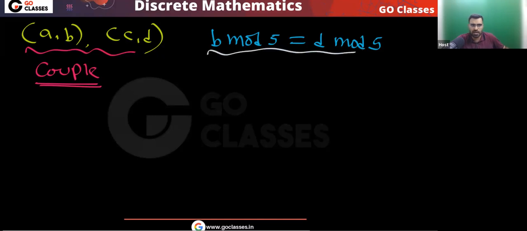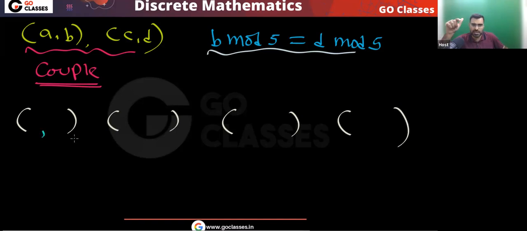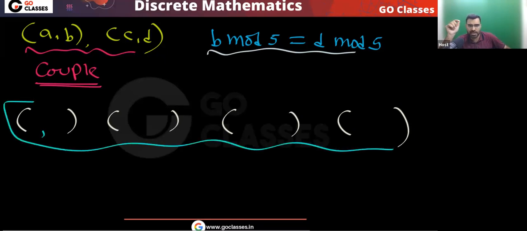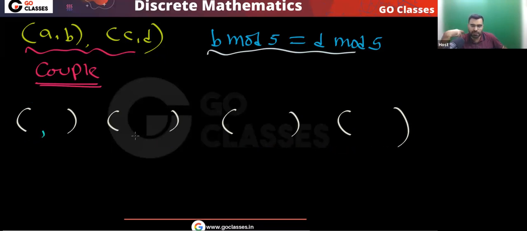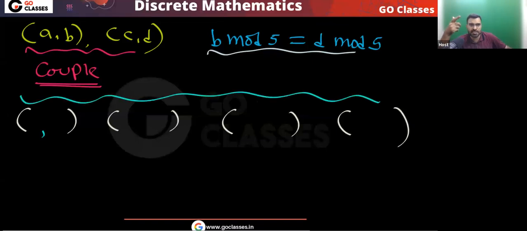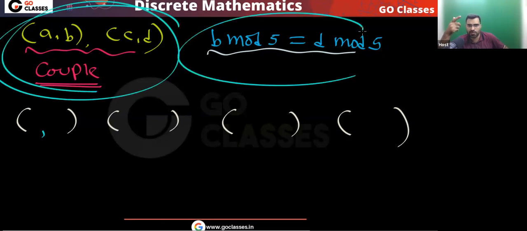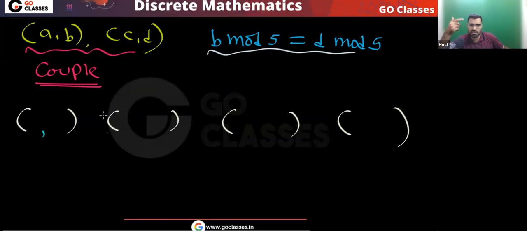Now, you can easily notice that if I take, let's assume, 4 ordered pairs, can you guarantee? No, we cannot guarantee. If you say that with 4 ordered pairs you can guarantee this type of couple, that this type of couple will definitely exist, then what will I do?